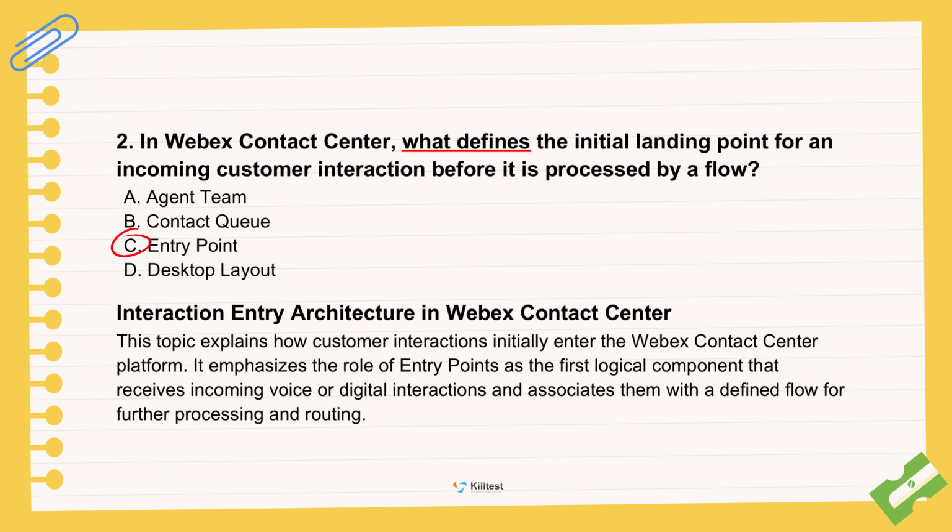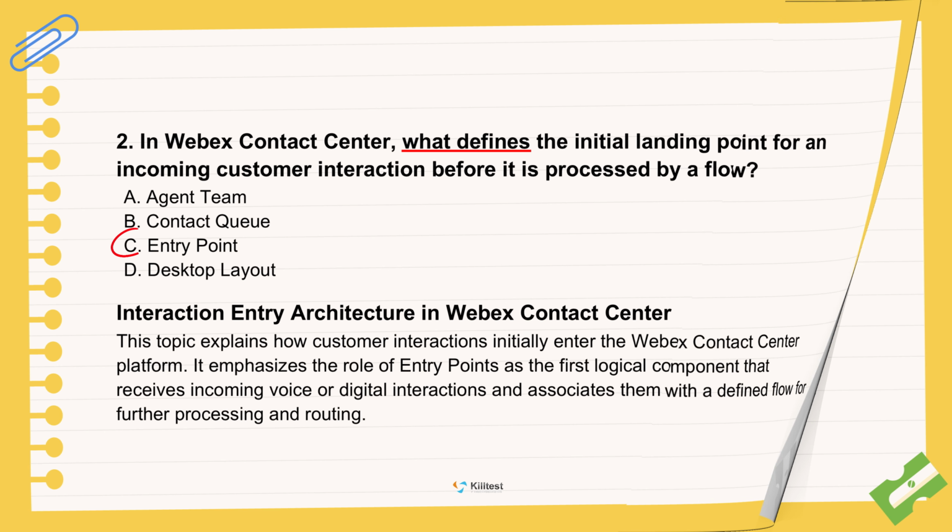Ah, that's a good way to put it. So the entry point is the tag. It's the arrival tag. It is. Technically, the entry point maps the incoming number, the DNIS, to a specific workflow. You cannot have a call enter a flow without first passing through an entry point. It's the boundary. Got it.